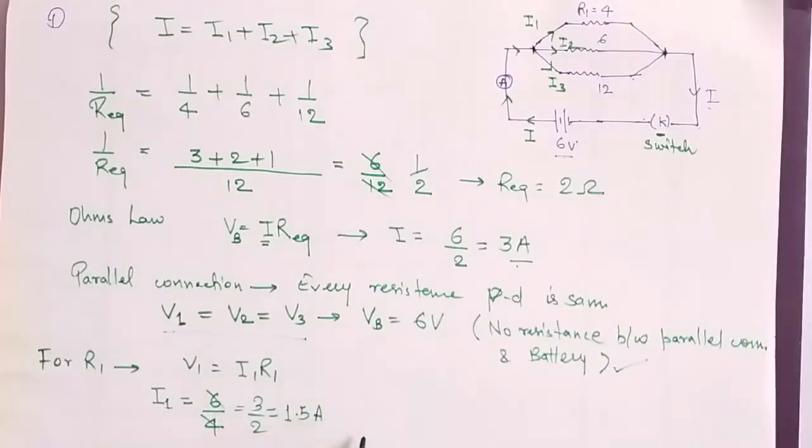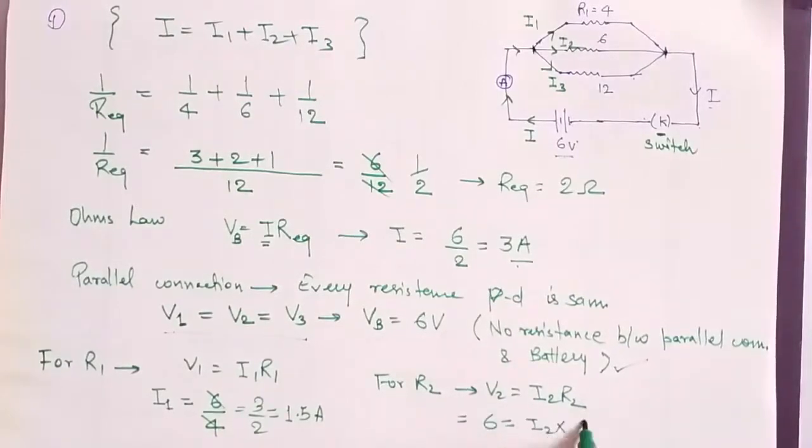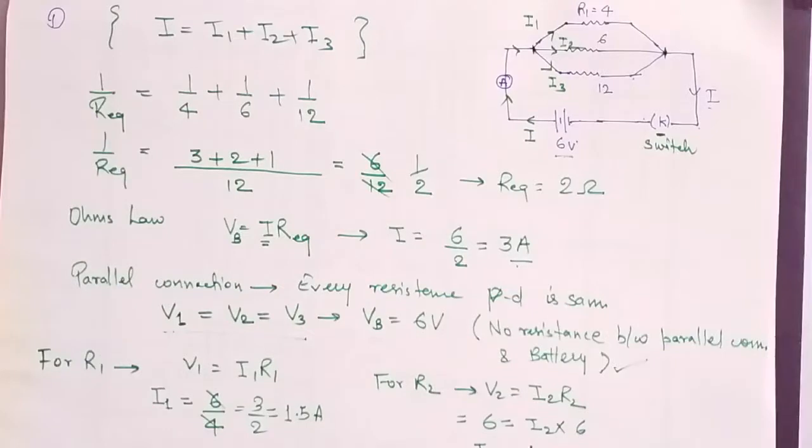Okay, now let's write for R2. So for R2, again use P2 is equal to I2 R2. Its value is again 6, equal to I2 into R2. So what is our I2? That is 1. Okay, that is our 1.